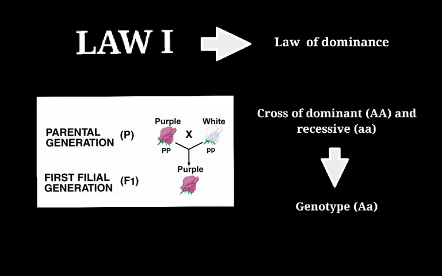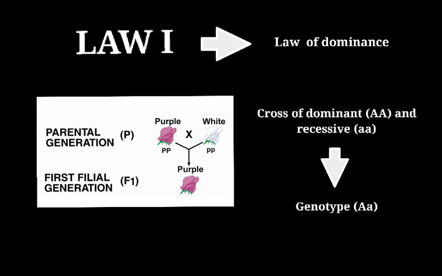Law 1, also known as the law of dominance. This law states, in a cross of parents that are pure for contrasting traits, only one form of the trait will appear in the next generation. Offspring that are hybrid for a trait will have only the dominant trait in the phenotype.